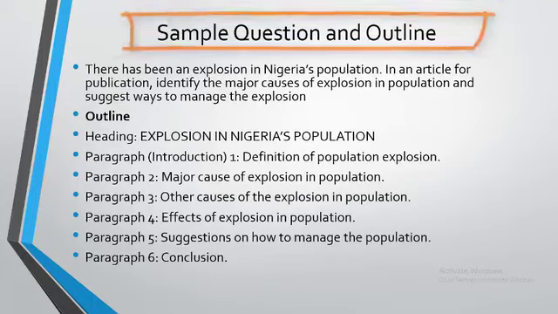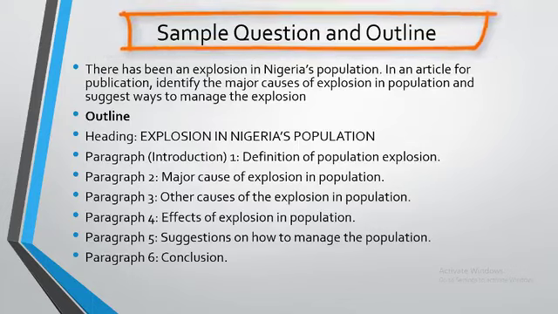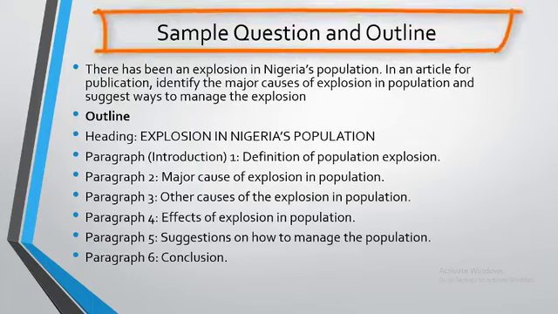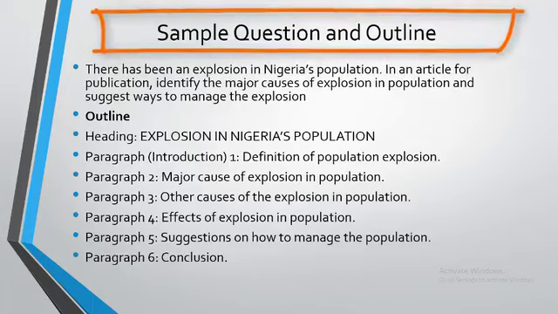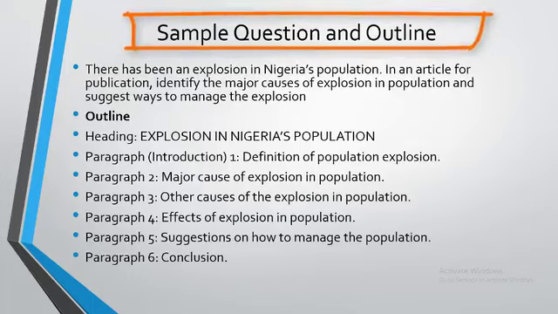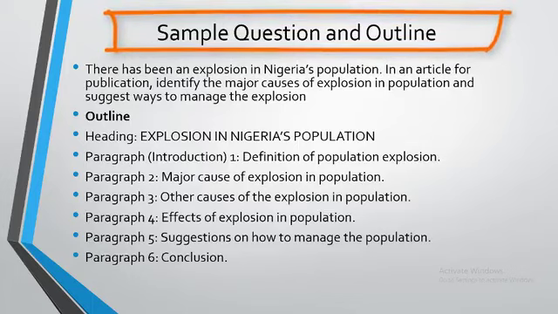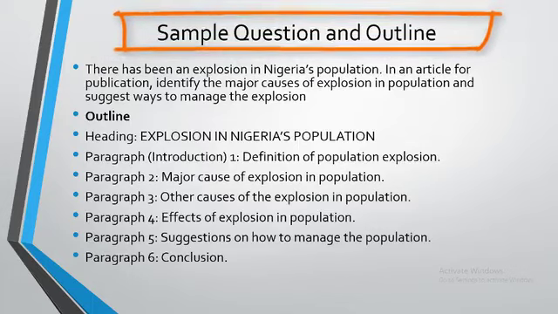So we give a sample question here and an outline. There has been an explosion in Gambia, and so in an article for publication, identify the major causes of explosion in population and suggestions to manage the explosion. So first, your heading should read explosion in Gambia's population. Then next will be your definition. What do you know about population explosion?